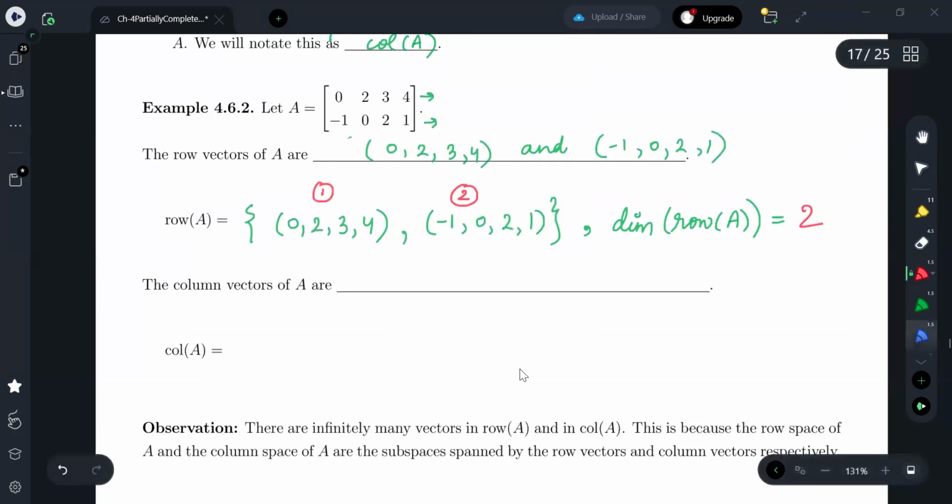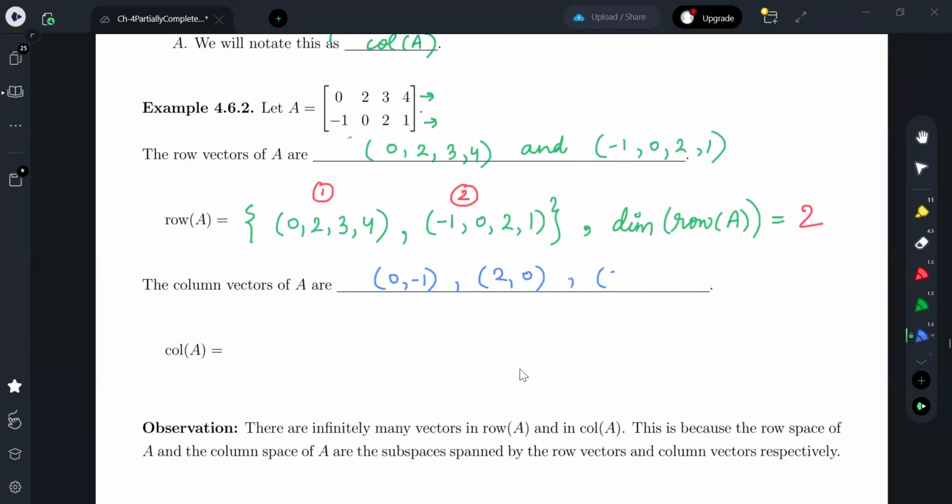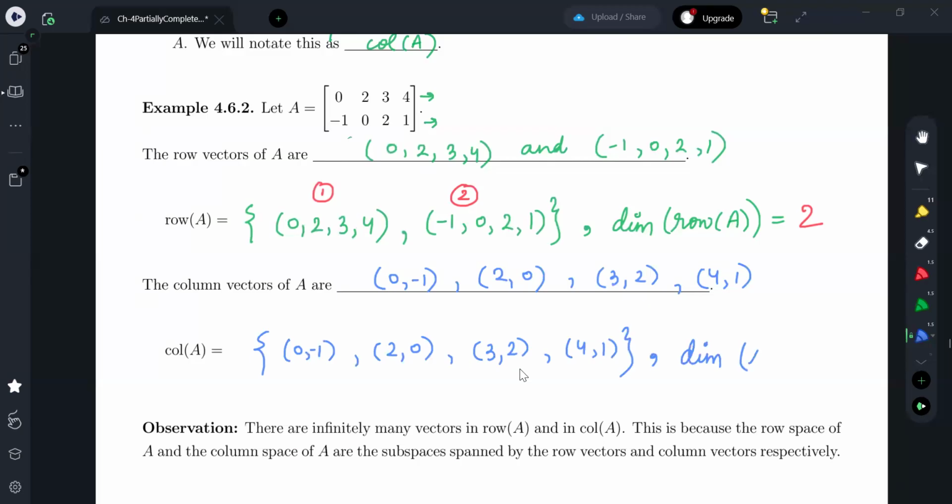What are the column vectors? Column vectors are just the columns. So I have this column, I have this column, I have this column. What is a column space? Combine them all. -1, 2, 0, 3, 2, 4, 1. Isn't this simple? What is the dimension of column space? 4 vectors. So finding row space, column space is like easy peasy lemon squeezy, right?